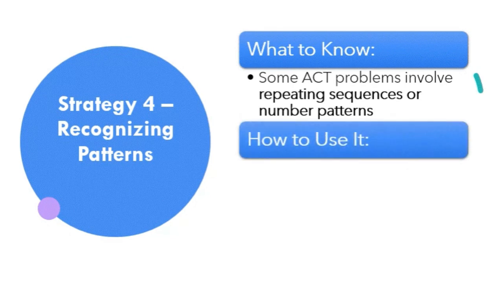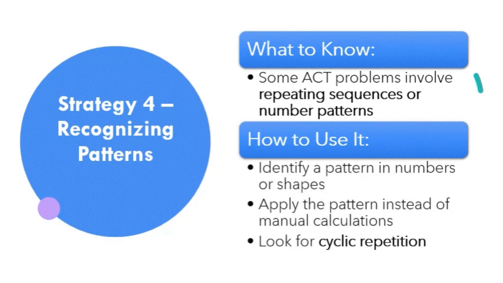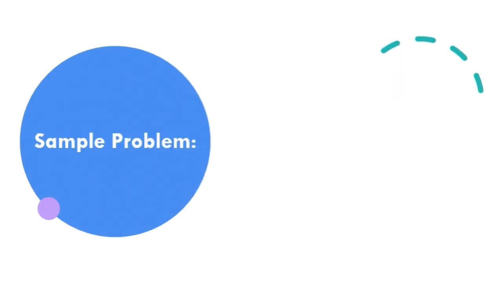Here's how you approach it. 1. Identify the pattern, whether it's in numbers or shapes. 2. Apply it and skip the long, drawn-out calculations. 3. Keep an eye out for cyclic repetition, when things start repeating at regular intervals. All right, class. Let's look at this problem and use pattern recognition to find the answer quickly.